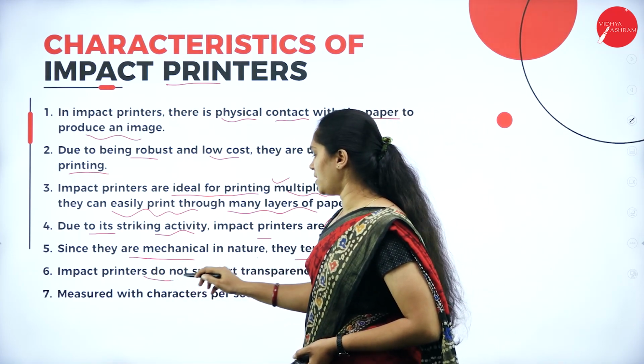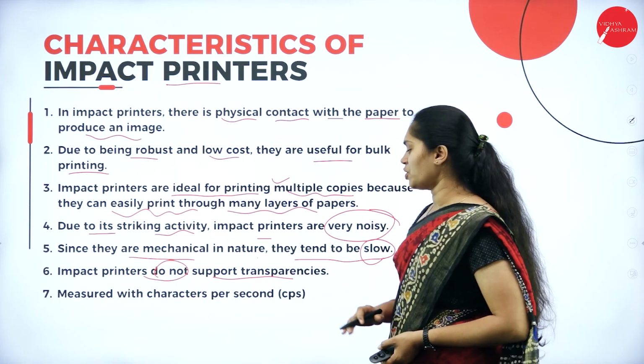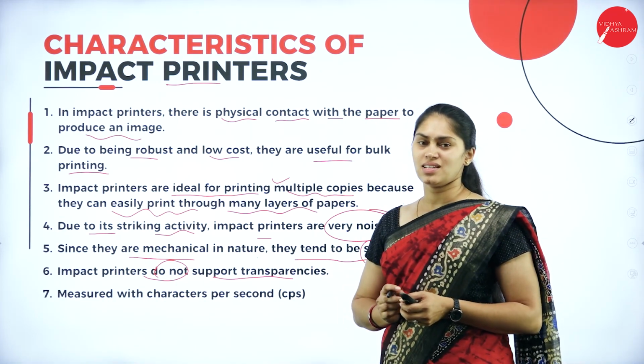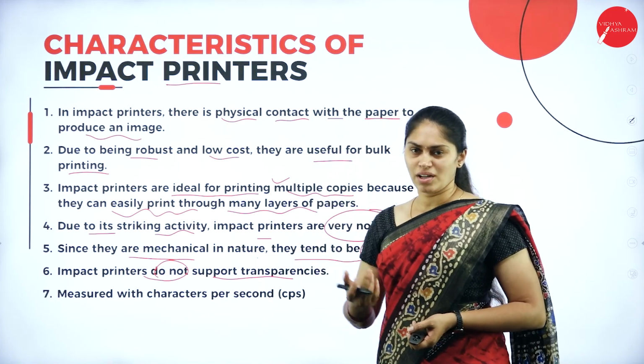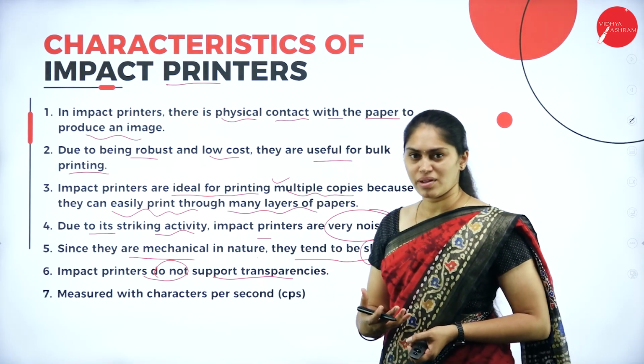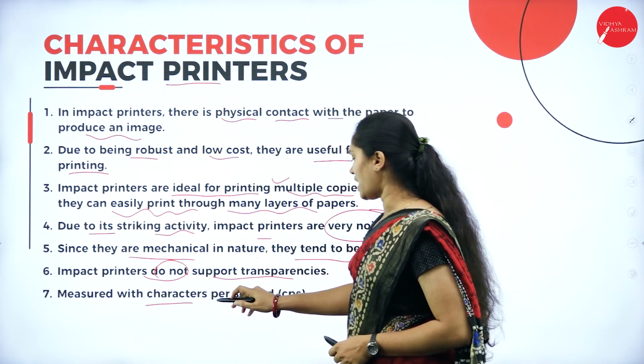And also, impact printers do not support transparencies. That is the main point. It is not going to support any transparencies. You can't see through, partially or fully, what has been printed. That is what it means that transparency is not there in the impact printer, and it is measured in characters per second.